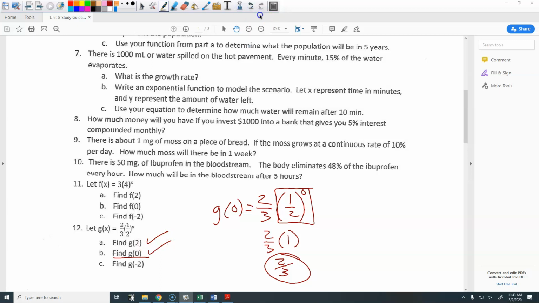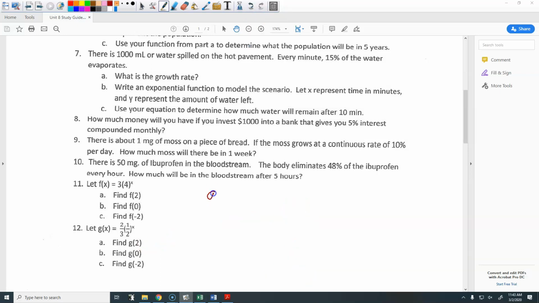Okay, last one for number 12, g of negative 2. Okay, now we saw before that 1/2 to the second power was 1/4, right? But the negative makes it flip over. So instead of being 1/4, it's going to end up being 4 over 1. Multiplying straight across, we end up with 8/3.